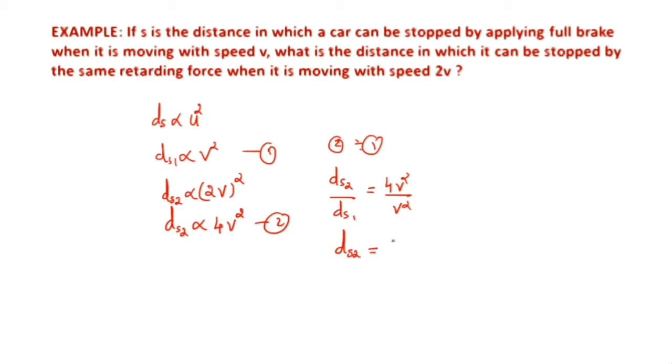ds2 is equal to ds1 into 4. What is the meaning here? The stopping distance has increased to 4 times, right? The initial stopping distance was ds1, now it is increased to 4 times the initial stopping distance. That means doubling the speed will increase the stopping distance, compared to the first case. So this is an example question related to stopping distance.